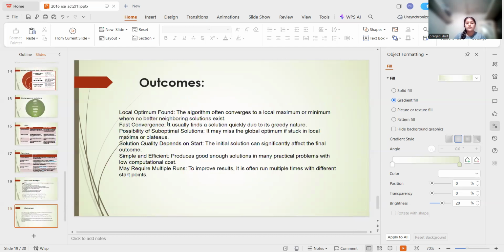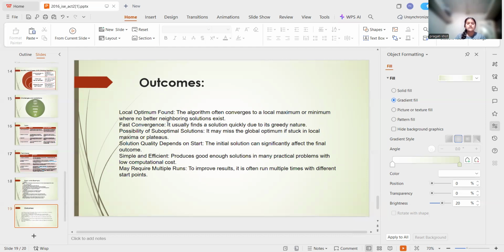First is local optimum. The algorithm often converges to a local maximum or minimum where no better neighboring solution exists. Second is fast convergence. Third is that solution quality depends on the start. Then it is simple and efficient, and the last one is that it may require multiple runs.